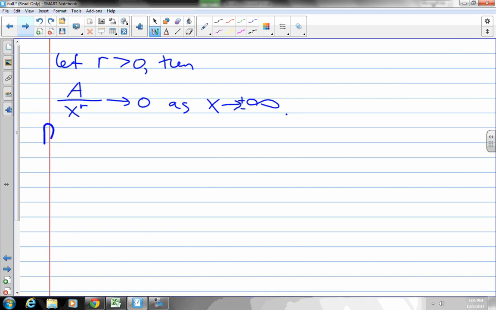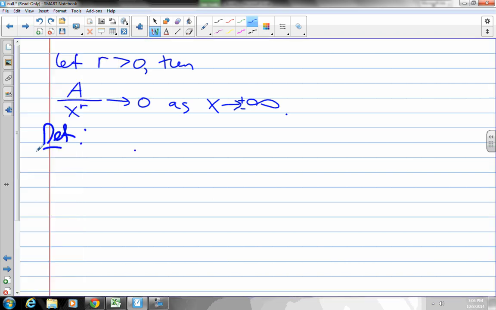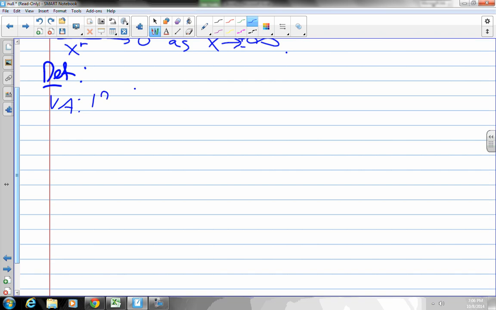But here's some definitions for vertical and horizontal asymptotes. Vertical asymptote: if f of x goes to positive or negative infinity as x approaches a, then x equals a is a vertical asymptote. Because remember, a vertical asymptote is some fixed number on the x-axis at which your function starts going crazy. So things start flying to positive or negative infinity.